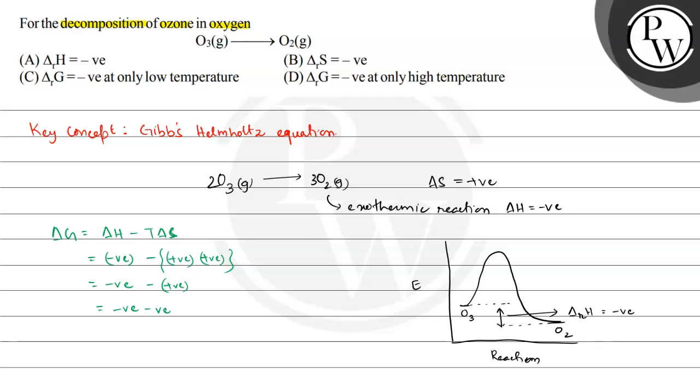Alright. So what will its value be? It will always remain negative, irrespective of the temperature. So whether the temperature is low or high, delta G will always be negative.